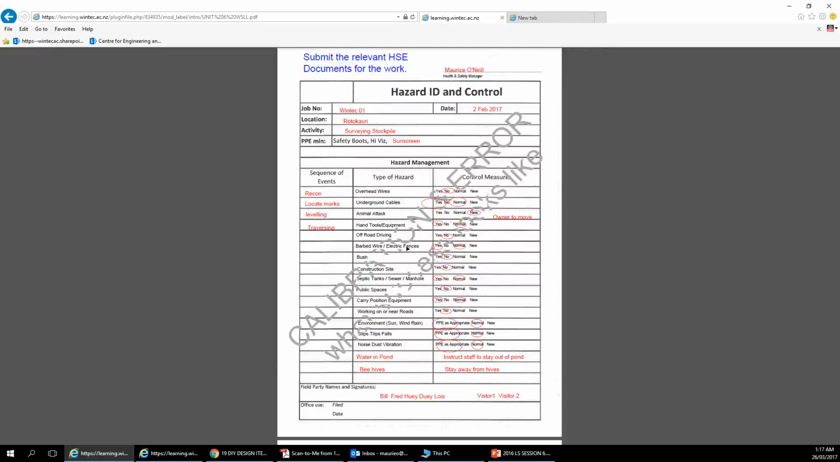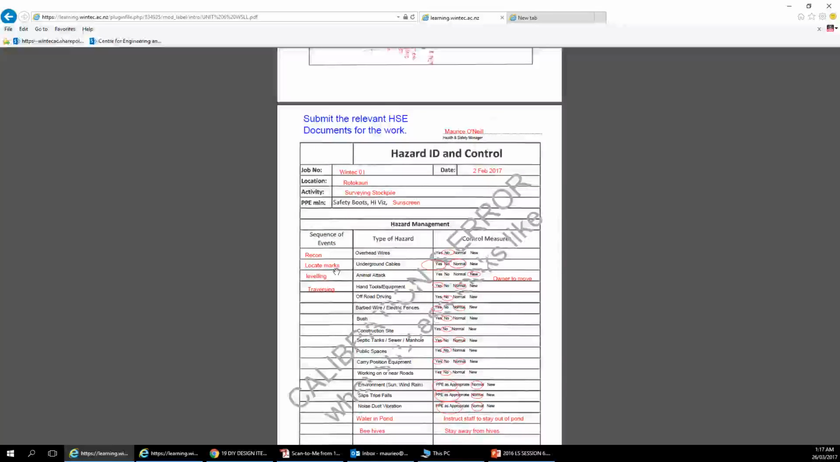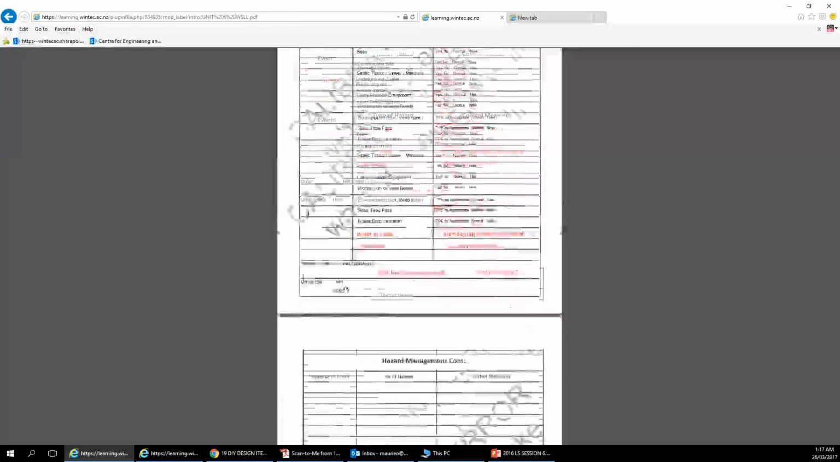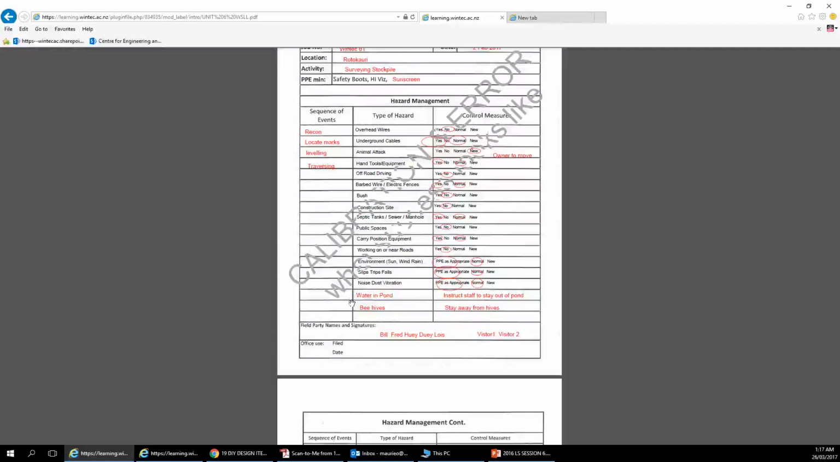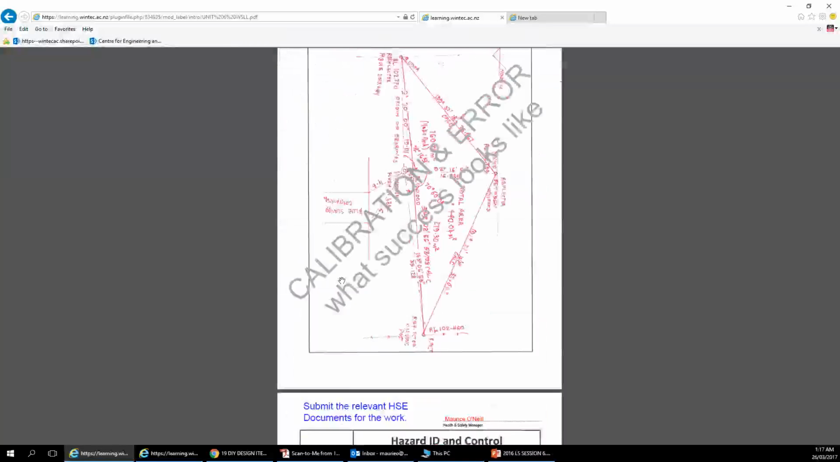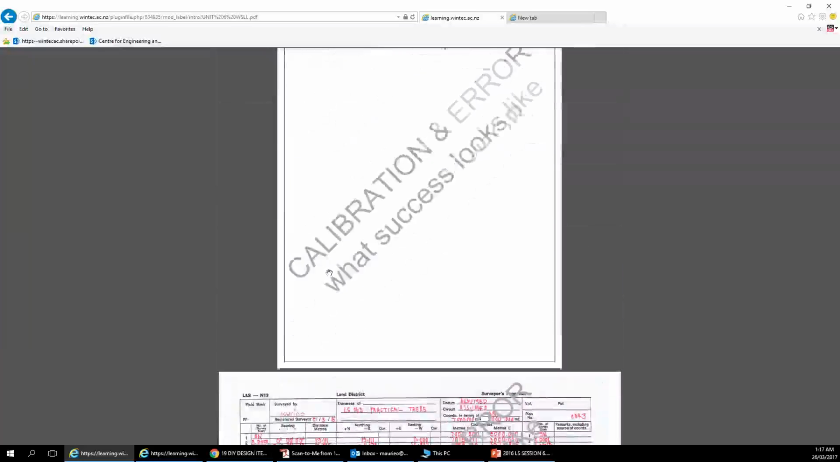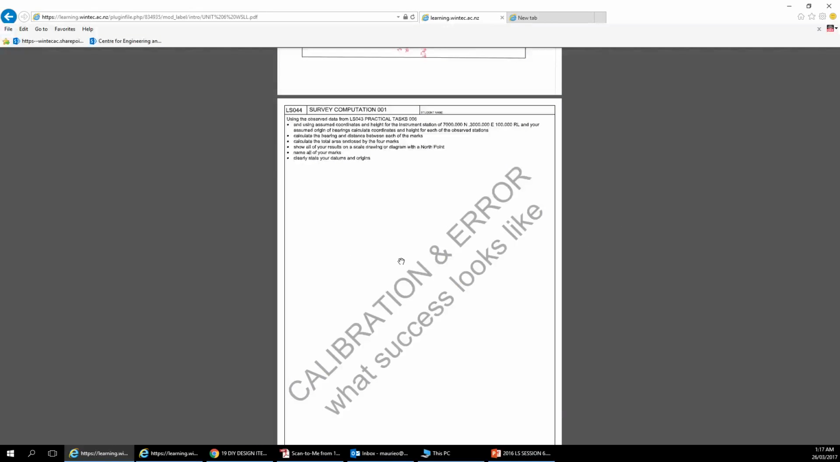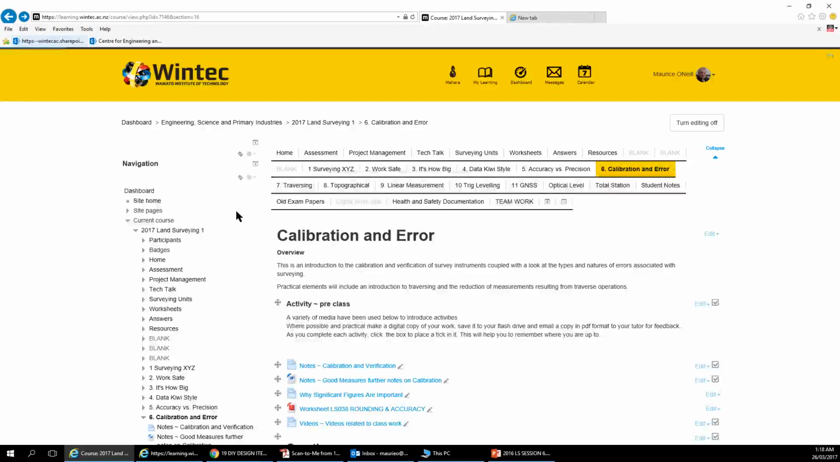So I've put some generic health and safety documentation in here for this case, but you should put in the one that relates to the day that you're there, because you fill out health and safety documentation every day you're out in the field. So that is pretty much all I've got to say about Moodle, and we're going to move on.